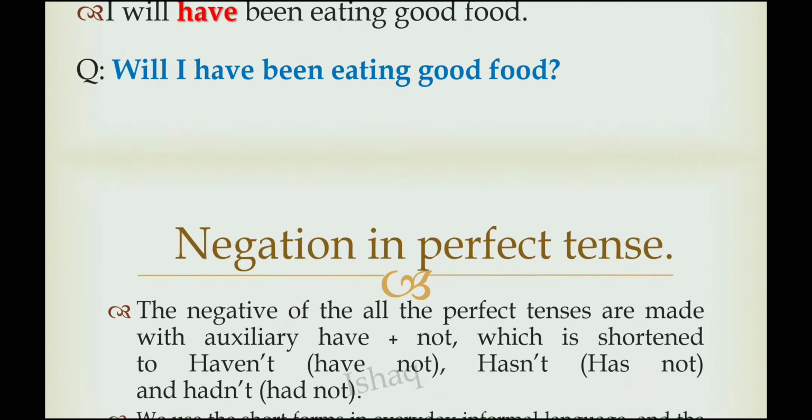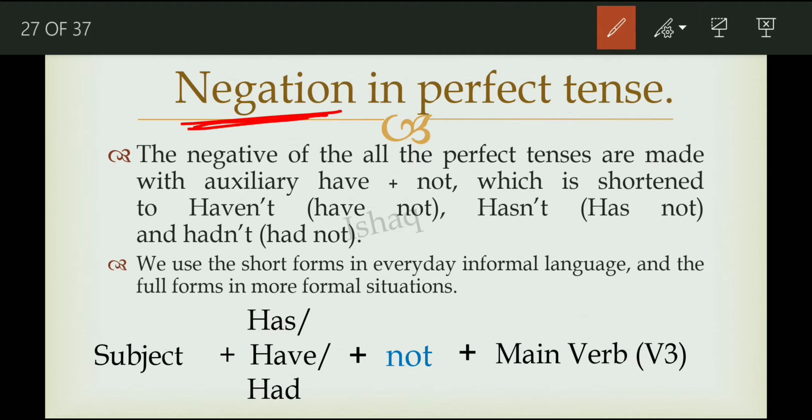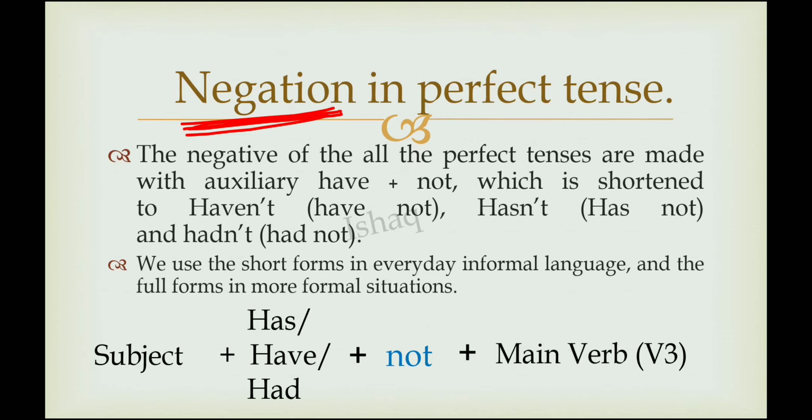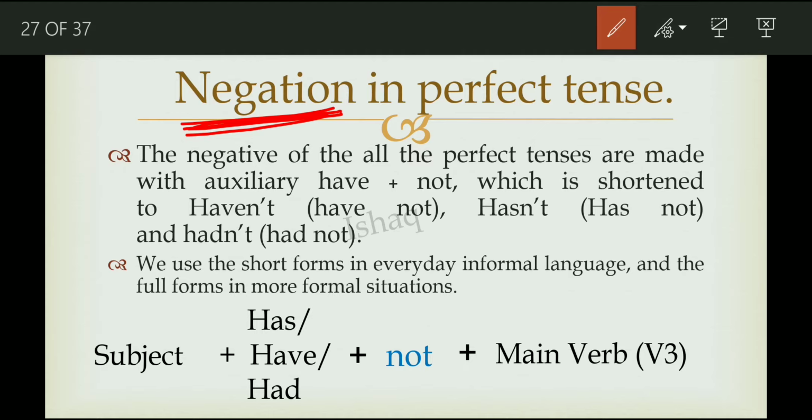Let's go into the next slide and we'll discuss how to write the negative statements in perfect tense. Till here what we have seen is how to write the question forms in perfect tense, and here we are seeing how to write the negative sentences in perfect tense. Simply what you can do is, after writing the basic structure in perfect tense, simply place "not" after the helping verb. That's enough. The negative of all the perfect tenses are made with auxiliary "have" plus "not", which is shortened to "haven't", which means have not, or "hasn't", which means has not, and "hadn't", which is had plus not. So simply, after has or have or had, you can place that "not" before the main verb. You are very clear, I think.